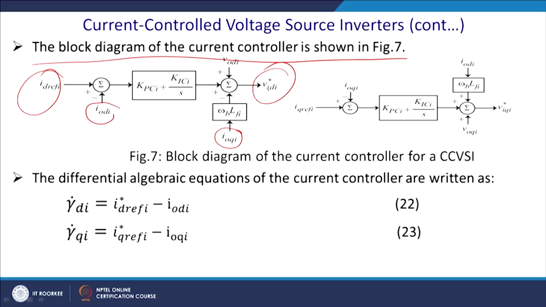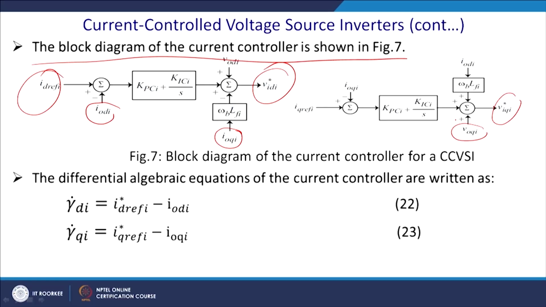And similarly, you have IQ refi and IQI, you subtract, then KPCI plus KICI by S, now you multiply with omega B LFI. So, minus OBQI, and ultimately you get VIQI.